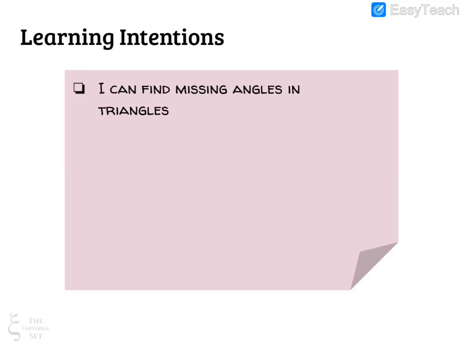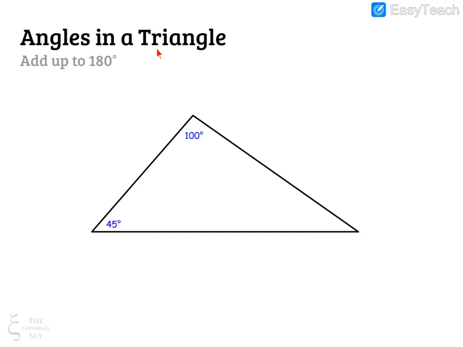Okay, so the plan is that we are going to be able to find missing angles in a triangle. We're going to need to know a rule about angles in triangles, and that rule is that angles in a triangle add up to 180 degrees. That's going to be true whatever type of triangle we've got, whatever size of triangle it is, always all 1, 2, 3 of the angles will add up to 180 degrees. So that means that we can work out missing angles if we know this fact.